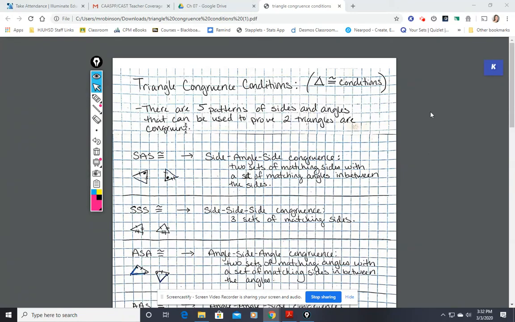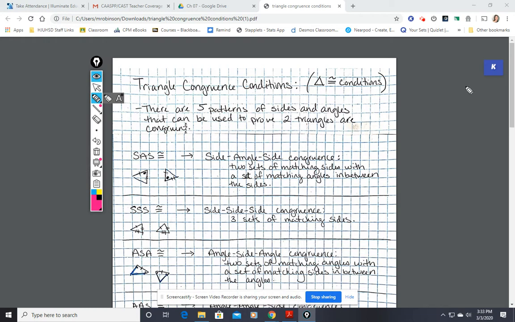This video is to talk about triangle congruence conditions. So we're going to talk about the 5 patterns that you can look for. They're kind of like shortcuts to show you that two triangles match up or that they are congruent to each other. So each pattern consists of a combination of sides or sides and angles.